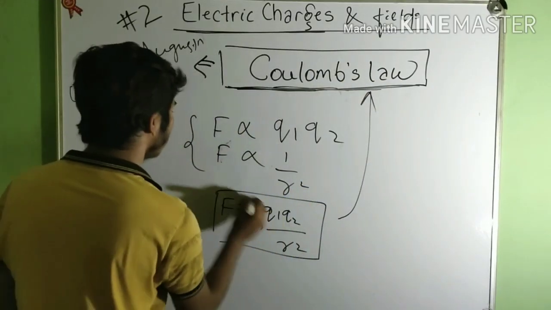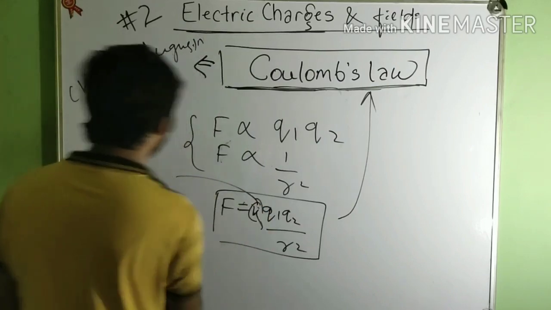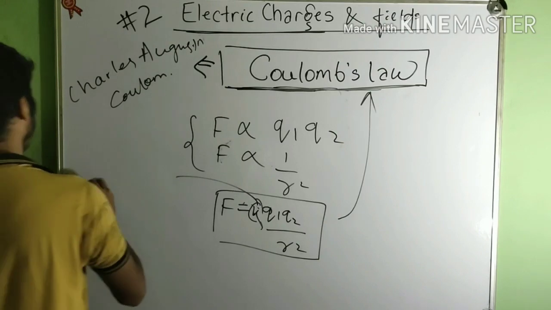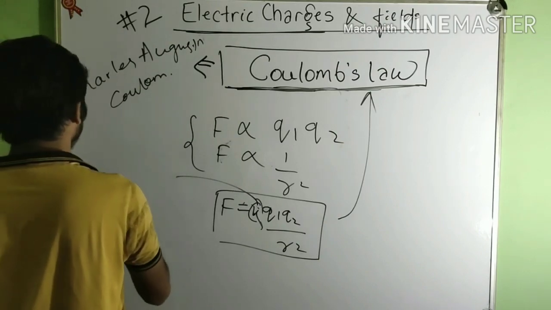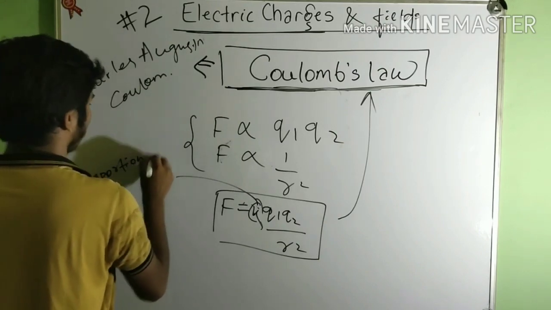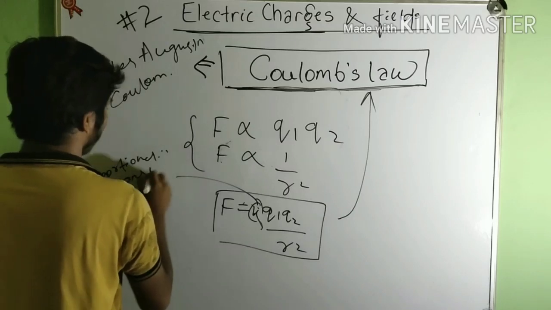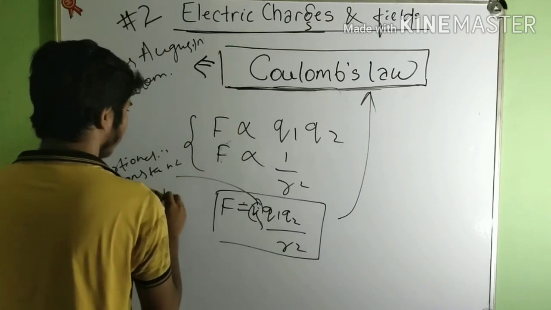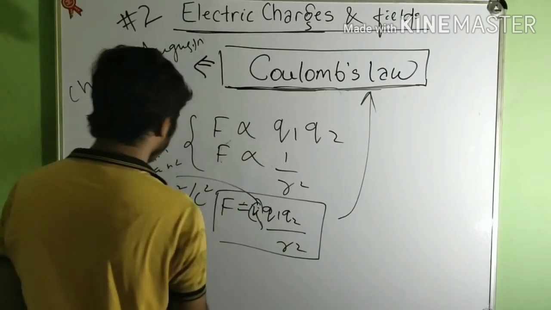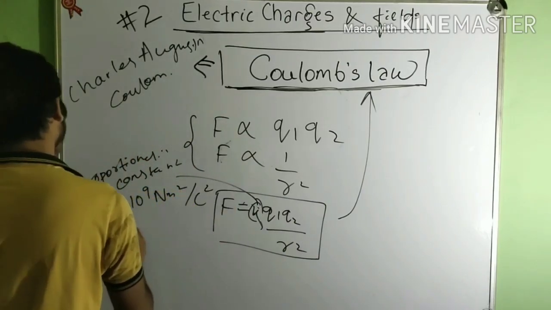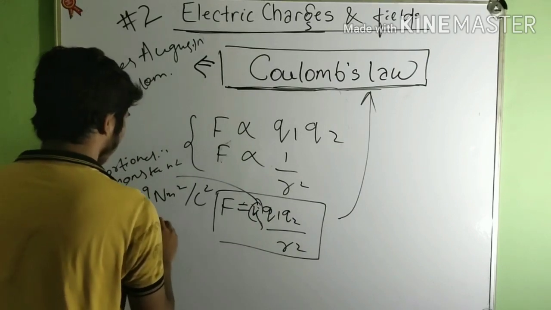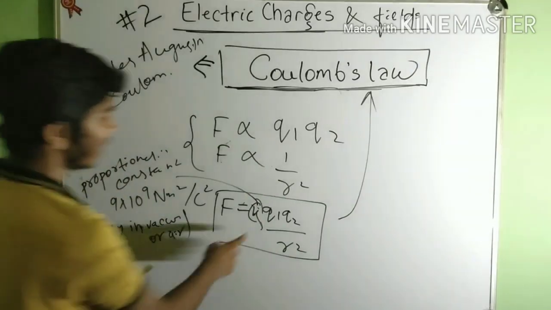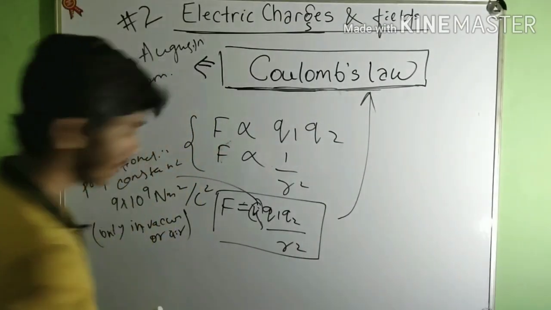Here the K is the proportionality constant, whose value is 9 times 10 to the power 9 Newton meter square per Coulomb square, only in vacuum or air, and it varies from medium to medium.